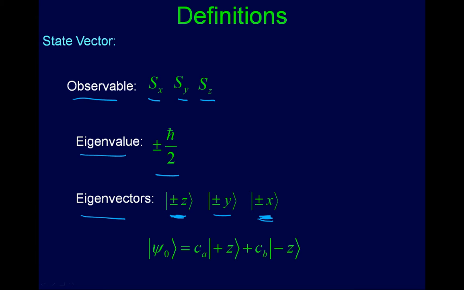Now, in general, your state vector can be some linear combination of these. So here's some combination of being positive z and negative z. Now, what that means, again, gets into this realm of interpretations of quantum mechanics. Okay, but we'll talk more about this.